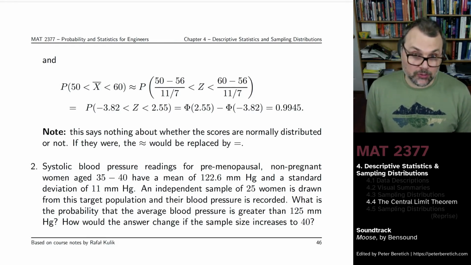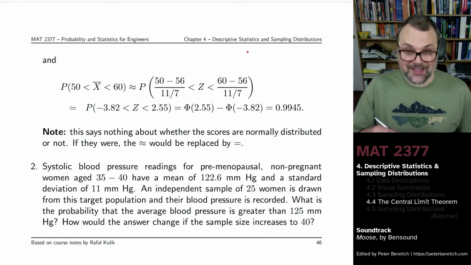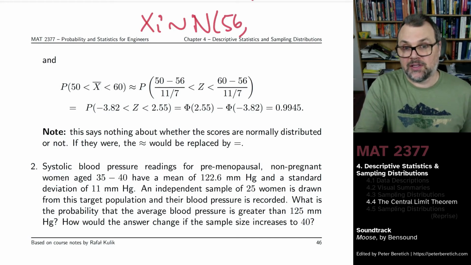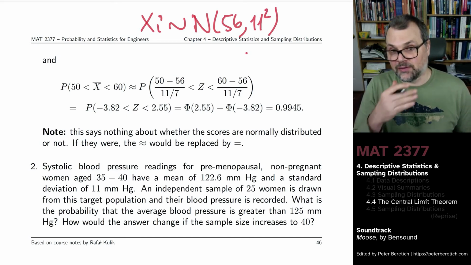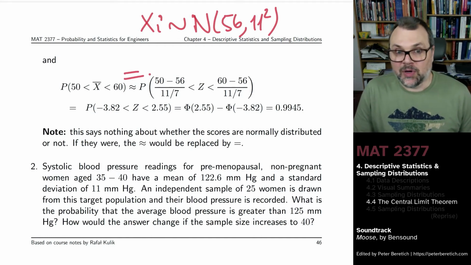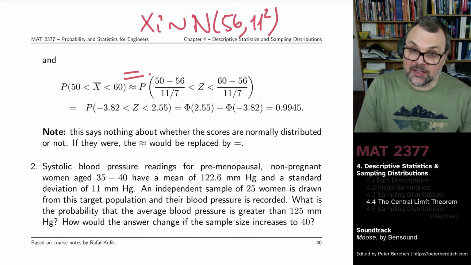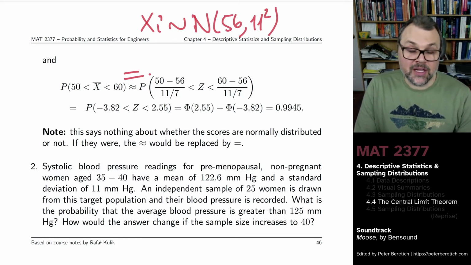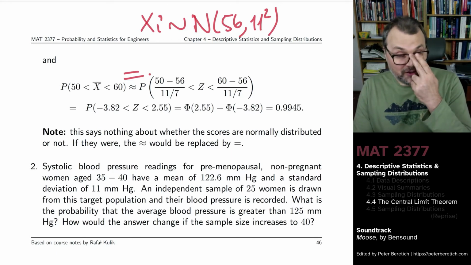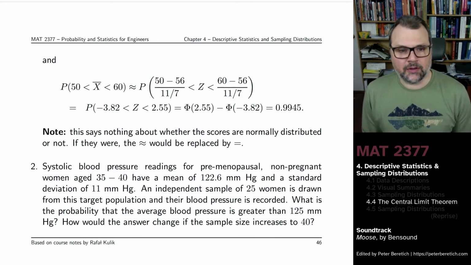If they were normal, if the initial grades, the xi's, followed a normal distribution with mean 56 and standard deviation 11, or variance 11 squared, then all of these approximations would be equalities. But n being 49 is probably large enough so that if there's a difference between the approximation and the real value, it's very, very slim. Let's look at another example.